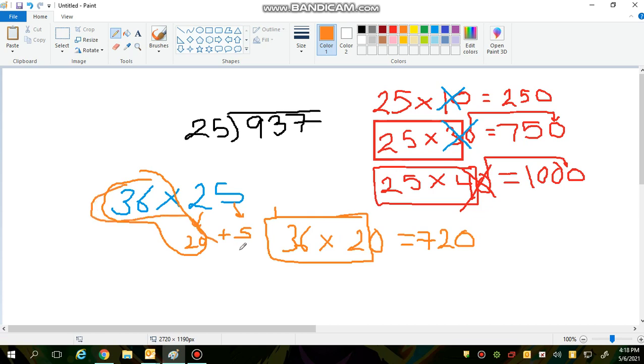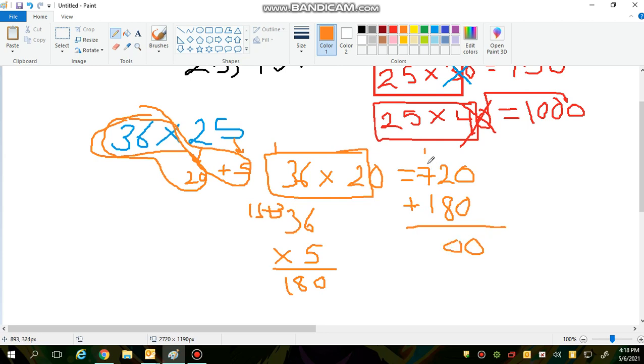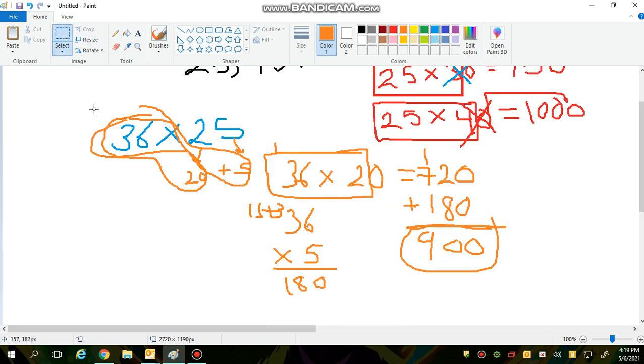Then you take 36 and 5 and you multiply that. So 36 multiplied by 5. 6 5s are 30. Carry the 3. 5 3s are 15. And 15 plus 3 is 18. 180. Let's add that to 720. Okay, 0, 2 and 8 is 10, 1 and 7 is 8, 8 and 1, 9, 900. Wow! That's pretty good. 900, very close to 937. I think we can do this one more time.